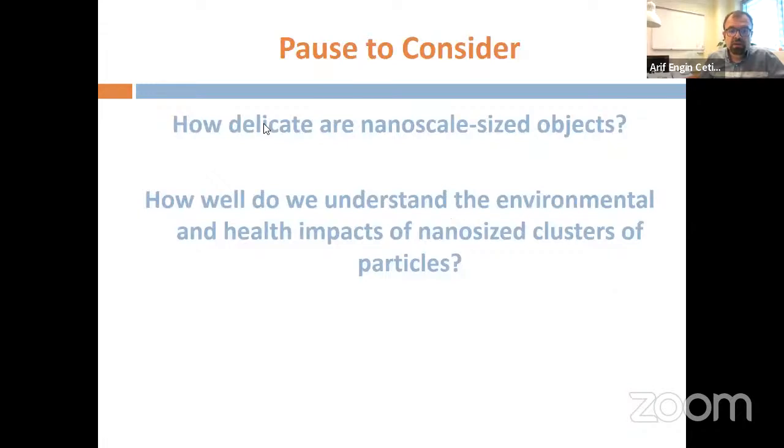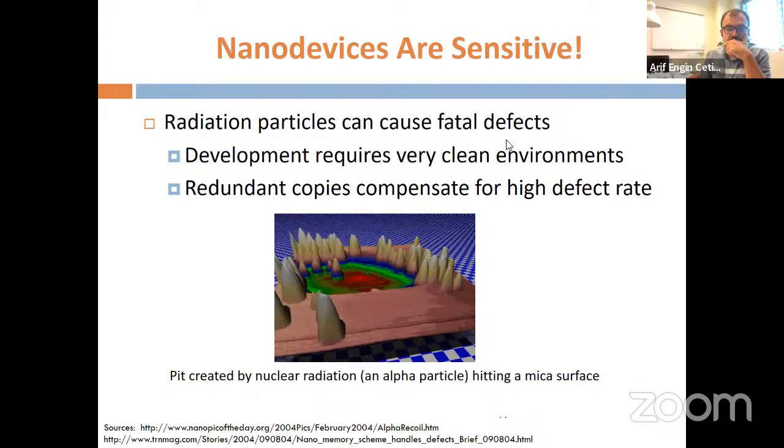So here, until now, I focused on the pros, the positive sides of nanomaterials, but here we might start to talk about problems or hazards, both to humans and nature, due to nanoscale-sized objects. First, nano devices are sensitive. Radiation particles can cause fatal defects.